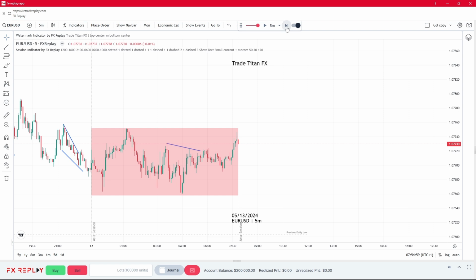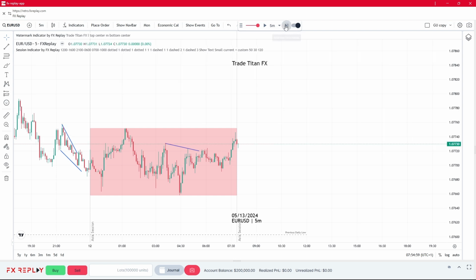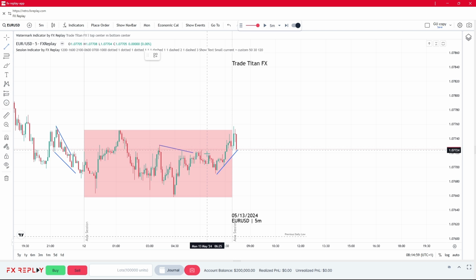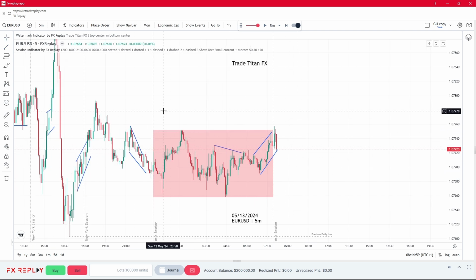Before then, wanting to see some clean build-up. So we're obviously coming into Frankfurt Open. We're starting to build like mini cycles like this. We'd like to see some kind of external liquidity taken as well.